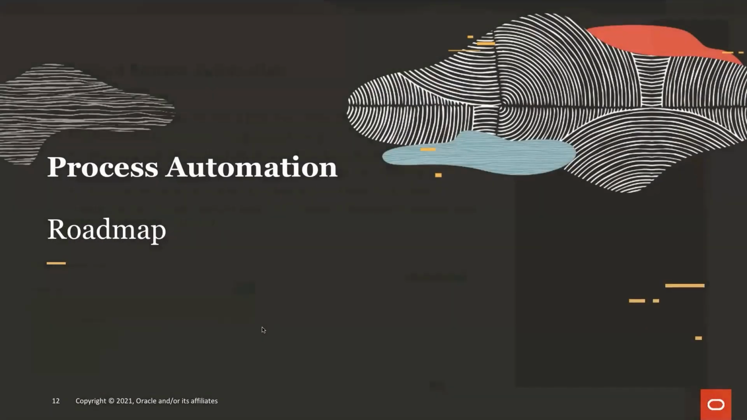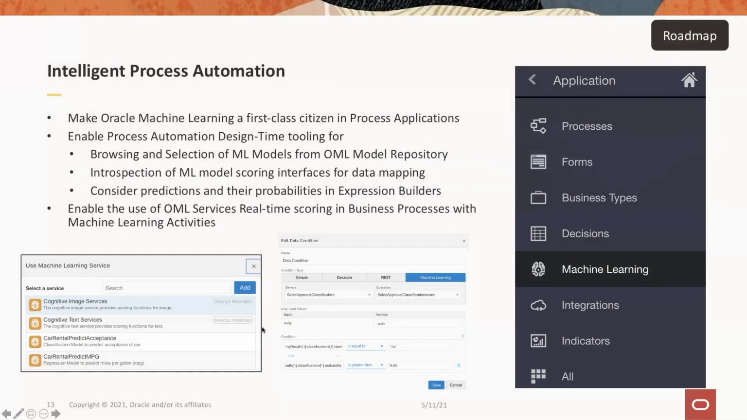And I have one more slide on the roadmap. You have seen that we used OML services for real-time scoring, basically using the raw REST interfaces given to us by the OML services. But certainly we want to provide a better user experience for that. And what we are working on at the moment is making machine learning a first-class citizen in process applications.